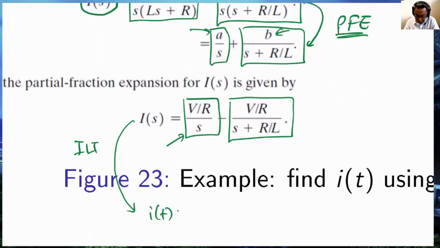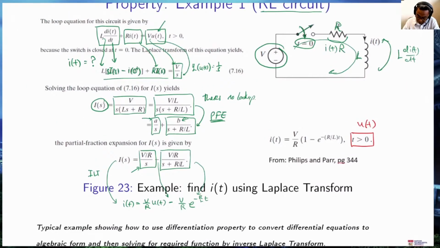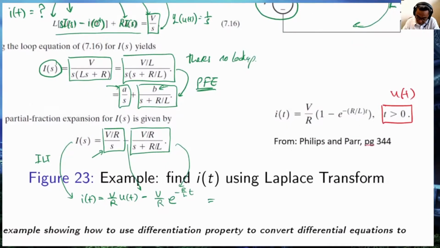So i(t) is equal to V over R, and 1 over s becomes u(t). That's the idea. What about this one? Minus, okay, so the minus comes here. And then we have V over R, because that's just a simple constant. 1 over s plus R/L becomes e to the minus R over L t. And then you can group the V over R together, and you have 1 minus e to the minus R over L t, times u(t). So this is the answer here.